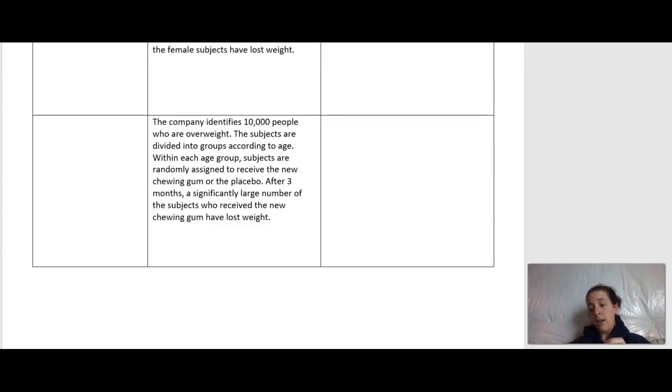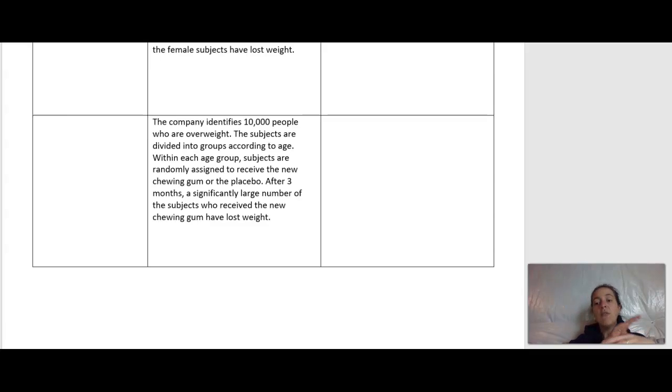So this one, yes, we start off by putting each person into an age group. However, then we take each age group and randomly assign them. Since these subjects are still randomly assigned to the treatment or the control group, we would say that this is a pretty valid experiment. We could see that this could be replicated because I could take my 10,000 people again and break them into age groups and then randomly assign them and give them the treatment or not. So that one would work just fine.